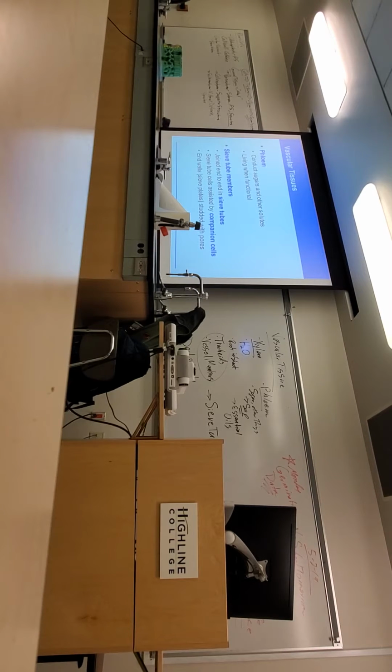So, if this is a sieve tube, and sieve tubes are found in phloem, what is this tissue? It's vascular tissue, good. So it's vascular tissue right here.